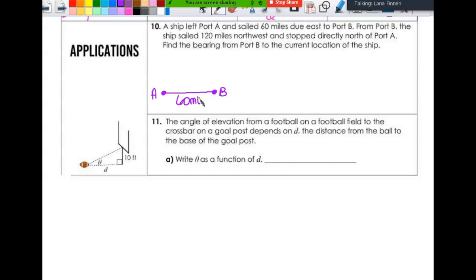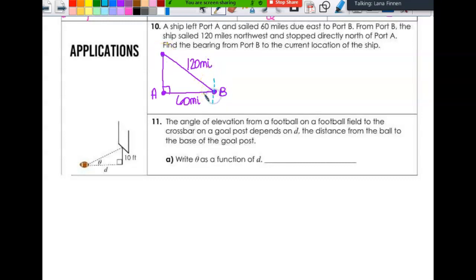Then from port B, we're going to go northwest and stop due north of point A, or port A. So that makes this a right angle. That's why that due north is important, because it's right above it. This was 120 miles. Right? And then I want the bearing from port B to where this is now.